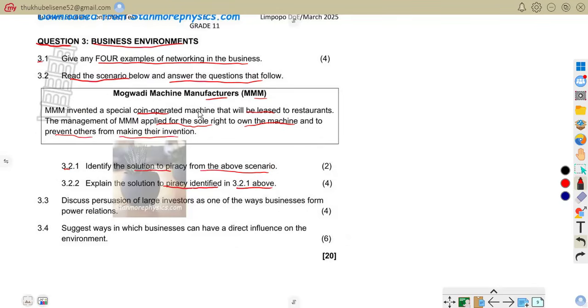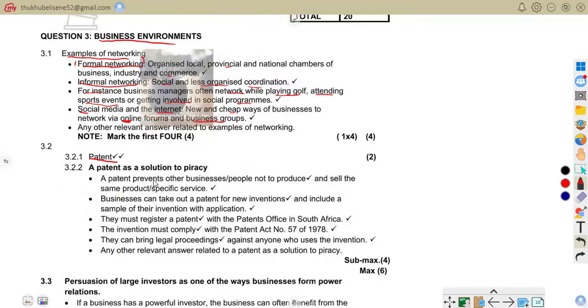Explain the solution to piracy identified in 3.2.1, which is a patent. As it says, a patent prevents other businesses or people from producing and selling the same products or specific services. It means a patent gives the inventor exclusive rights to the product. For example, only the patent holder may manufacture a new phone design.